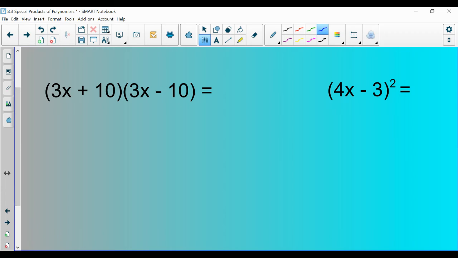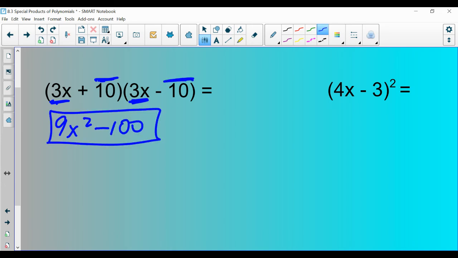So if we're using the shortcut here, this is the variety where one is being added and one is being subtracted. If you remember, then all you have to do is multiply the first times first and get 9x squared, and then multiply the last one and the last one, and you get negative 100, and that's your answer.